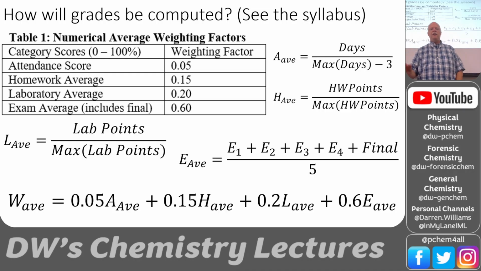And then this is how we use those weighting factors. I take my attendance average times 0.05, my homework times 0.15, lab times 0.2, and exam times 0.6. Add that up, and this is the weighted average, and that's what's going to be listed in Blackboard as your weighted average, and then the grades will be assigned on there. Roughly, 90, 80, 70, 60 for the A, B, C, D, F cutoffs.